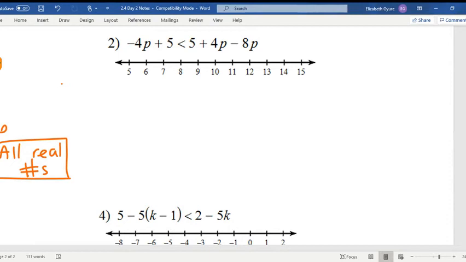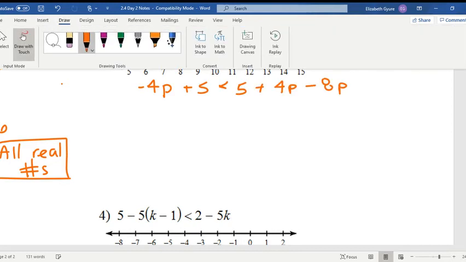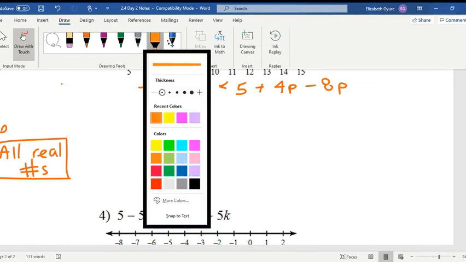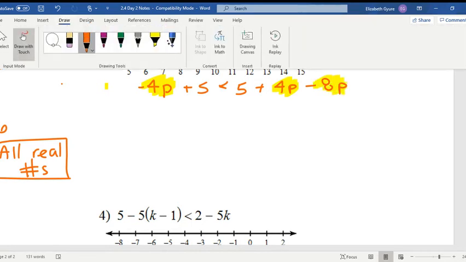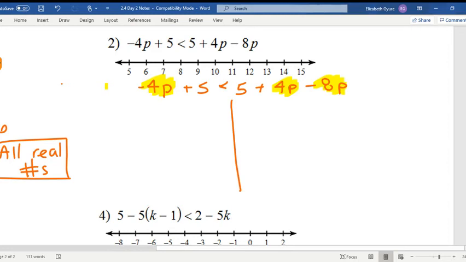Okay, I will. So we have negative 4p plus 5 is less than 5 plus 4p minus 8p. We have variables on the left and the right. We want to get all our variables on the left, all our numbers on the right. So put your columns. Lynn, should negative 4p stay or go?